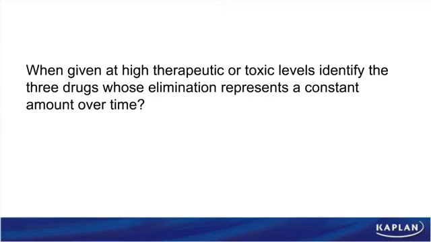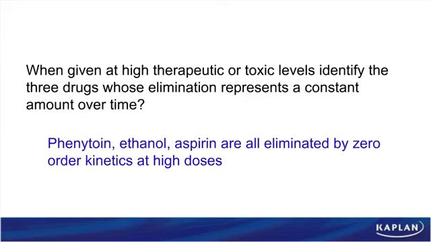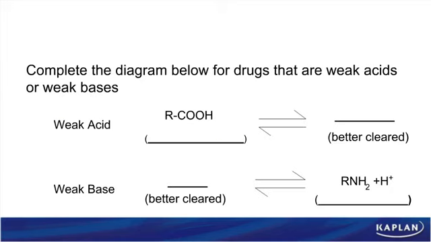When given at high therapeutic or toxic levels, identify the 3 drugs whose elimination represents a constant amount over time. Phenytoin, ethanol, and aspirin are all eliminated by zero-order kinetics at high doses. Zero-order kinetics is characterized by a constant amount of drug being lost over time. It is important to note that it is the high to the toxic levels of these drugs and not the lower levels that are associated with zero-order kinetics. Low levels of drugs like aspirin are eliminated by first-order kinetics.